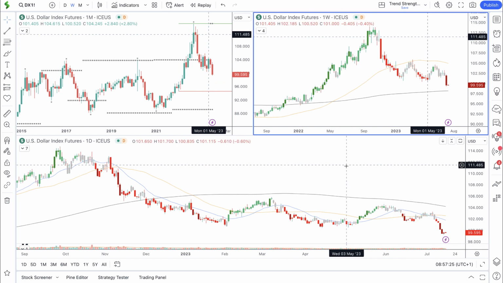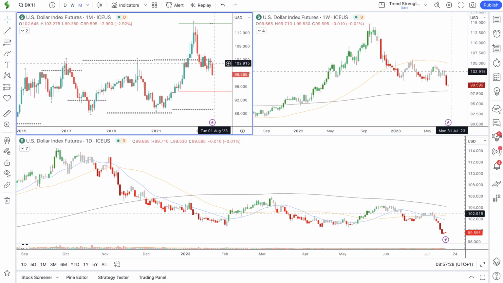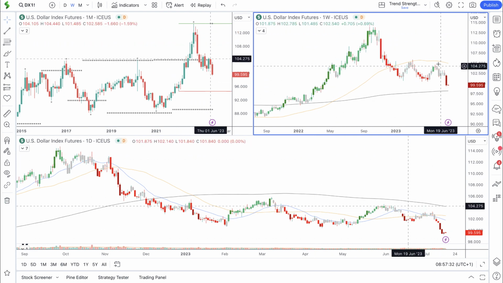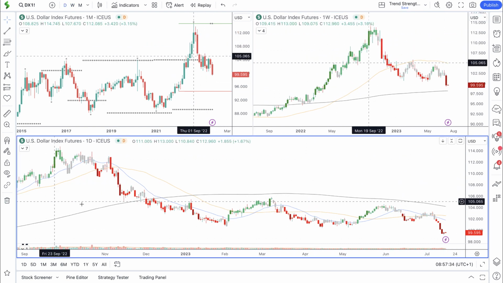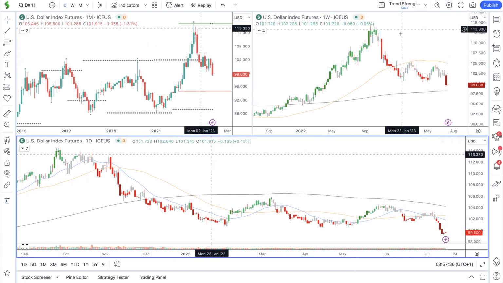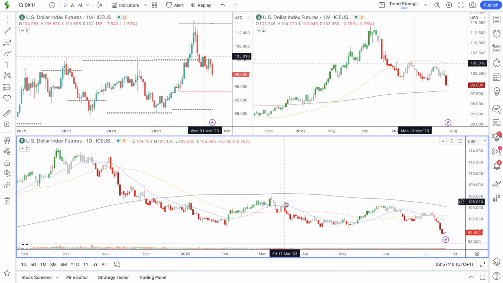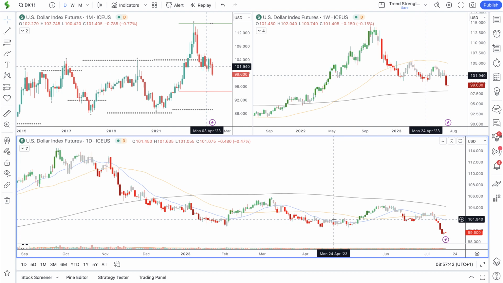So this is the 3-screen setup. The top left-hand chart is the monthly time frame. The top right-hand chart is the weekly, and the bottom chart along the bottom is the daily. And we have the trend filter colors on the weekly and the daily. So green, bullish, red, bearish, and gray when we're seeing a correction or an area of consolidation.